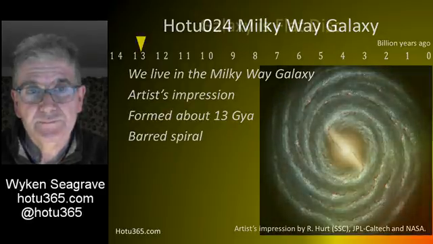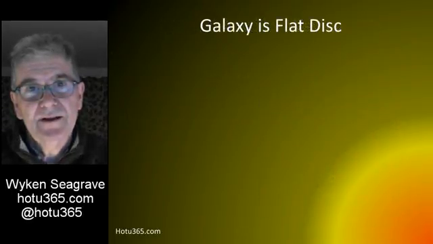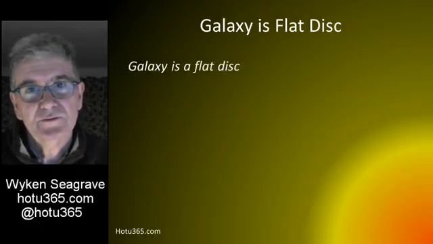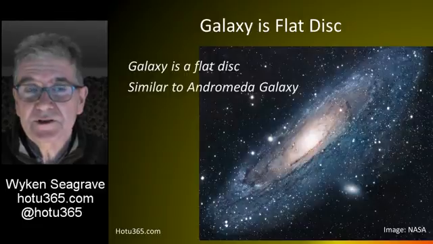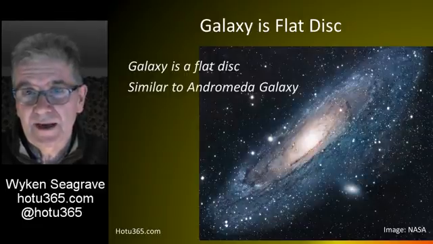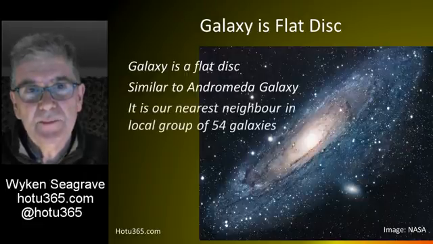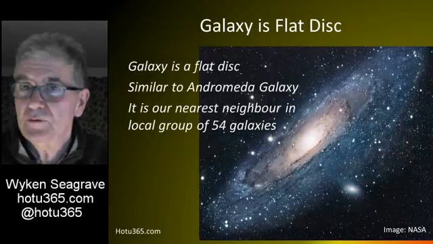The Milky Way galaxy is a flat disk with a bulging central area, shaped a bit like a fried egg. It's similar to the Andromeda galaxy, seen here, which is our nearest neighbour in a group of about 54 local galaxies.